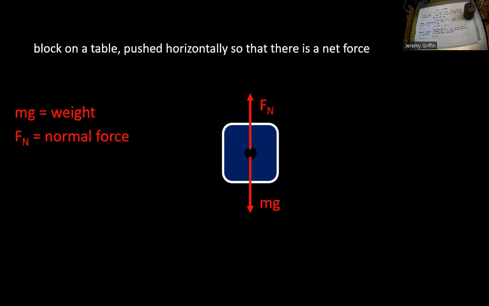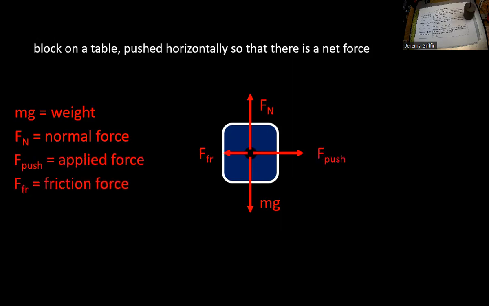Right, next one. A block on a table pushed horizontally so that there is a net force. There is a net force. I bet there's actually more than one correct answer to this, but let's take a look at one of the right answers. Do you guys think that there's a weight acting down and a normal force acting up, just like the last couple of slides? Those are balanced out. So it looks like there's no net force vertically. It is moving across the table. Let's see what else we got.